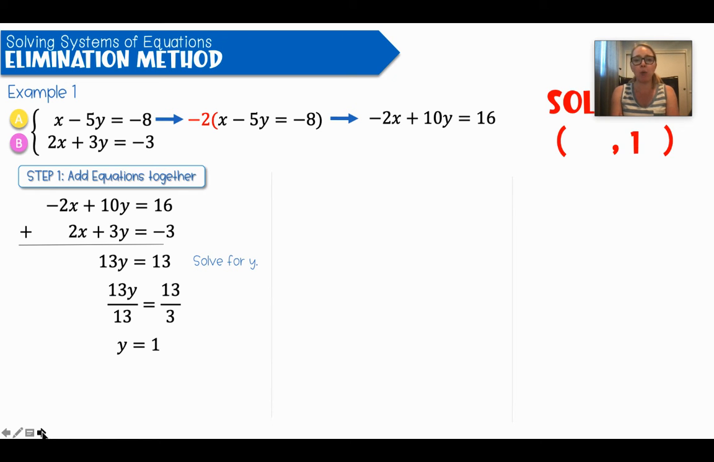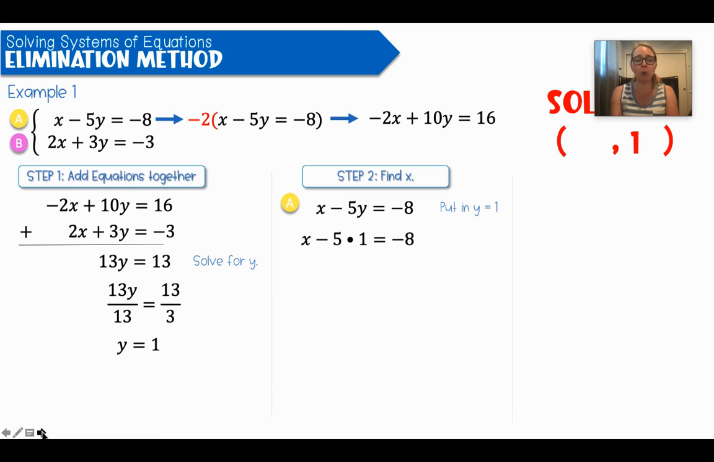So now we have our y part of our solution, our ordered pair. Let's go and find the x. You can use either equation. I'm going back to the original equation A. I'm going to plug in 1 for y and then solve for x. So x minus 5 equals negative 8. We're going to add 5 to both sides, and we get x equals negative 3.